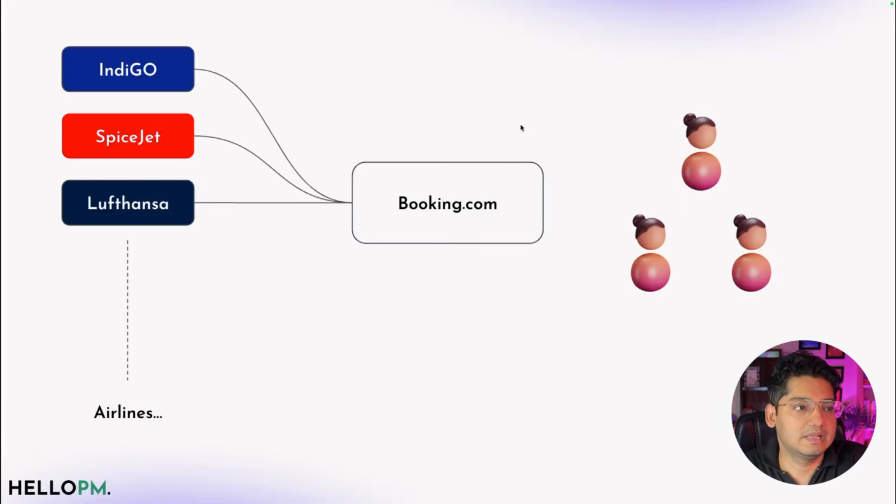Now, this is an elaborated example of the first part, which is Booking.com connecting with Indigo, SpiceJet, Lufthansa, and other airlines. And then you as a user are able to see this. So this is the API provider and this is the API consumer.